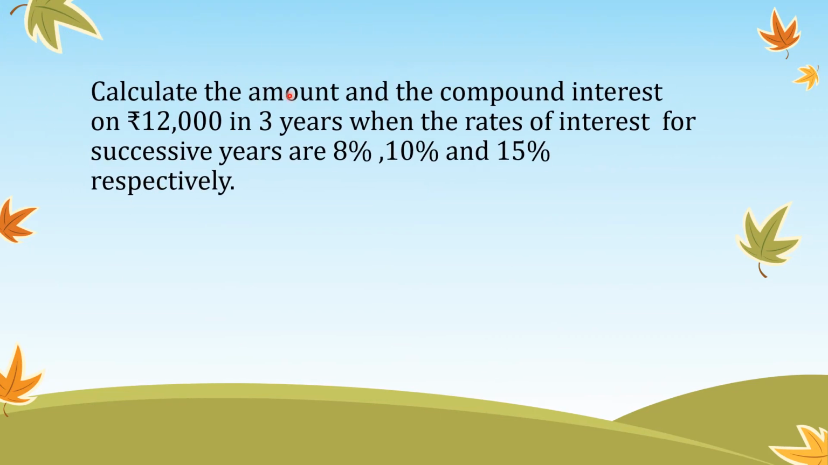For example, calculate the amount and the compound interest on 12,000 in 3 years when the rates of interest for successive years are 8%, 10% and 15% respectively. See, in this example, the rate of interest in the 3 years is different. First year is 8%, second year is 10% and third year is 15%. So every year they are changing the interest. At that time, we will use the formula.